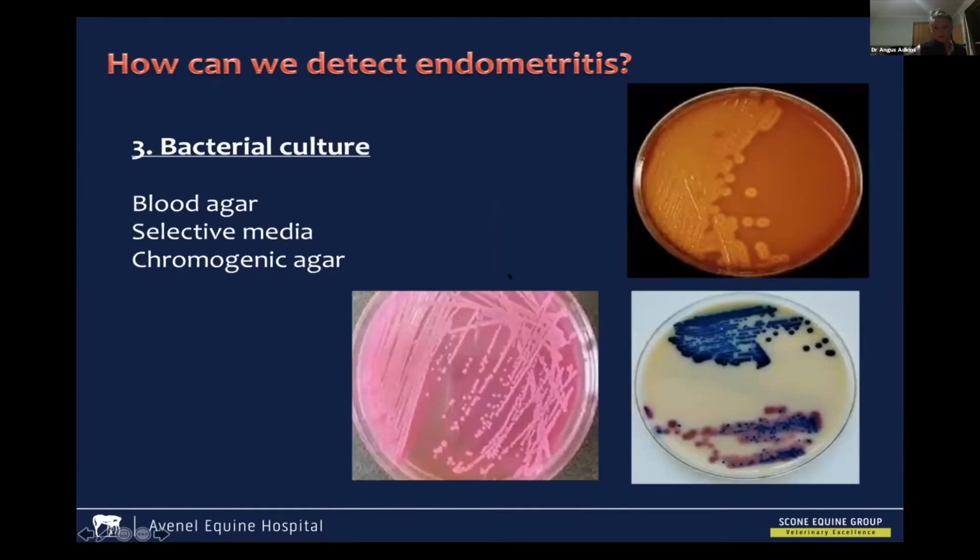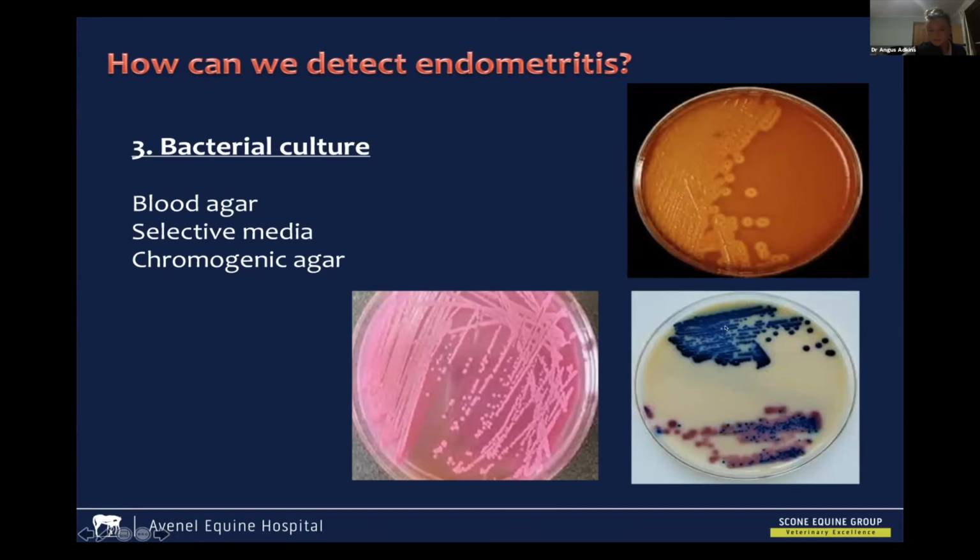And lastly, bacterial culture. So again, we're obtaining bacterial cultures from our routine swabbing techniques. And these will be processed for general screening on blood agar, which is pretty typical. So this is E. coli growing, which is one of the commonly isolated bugs in the mare uterus.